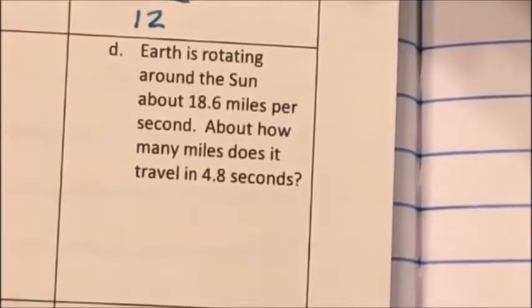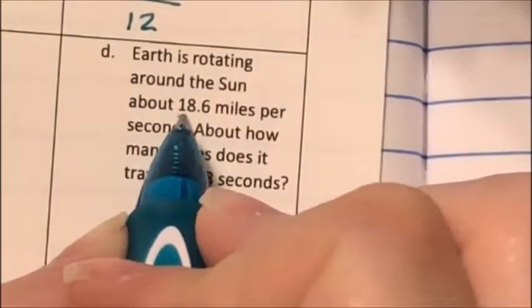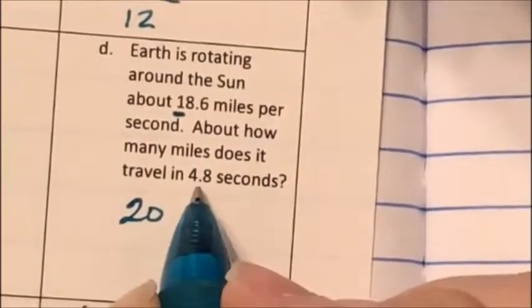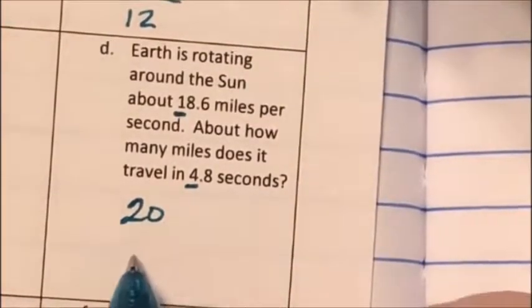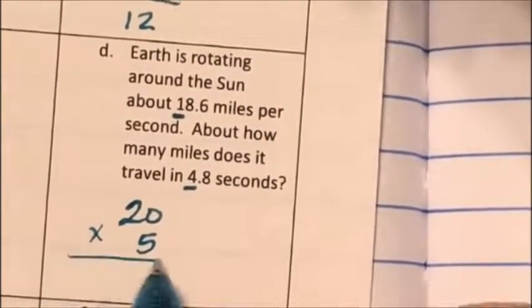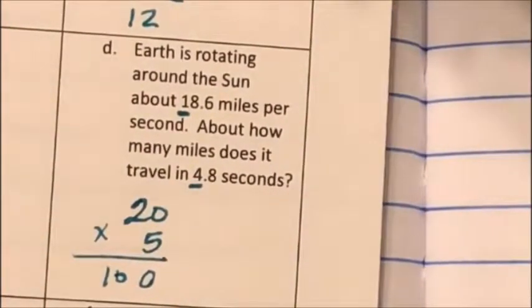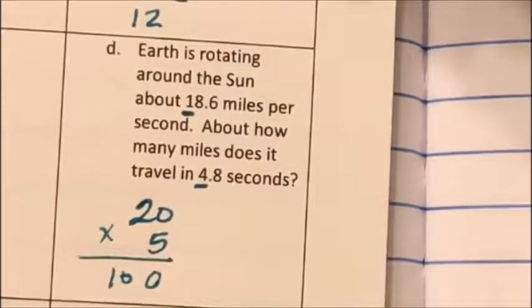Letter D says Earth is rotating around the sun about 18.6 miles per second. About how many miles does it travel in 4.8 seconds? So I'm going to take 18.6, round to the tens place, which gives me 20. I'm going to take 4.8, round to the ones place, which gives me 5. So 20 times 5 gives me 100. So that means the Earth rotates around the sun about 100 miles in about 5 seconds. Okay?